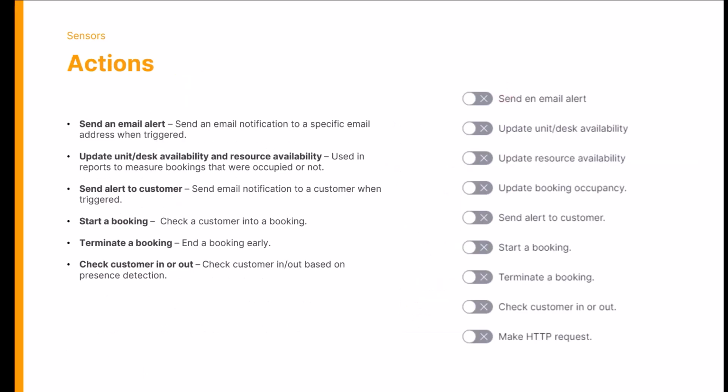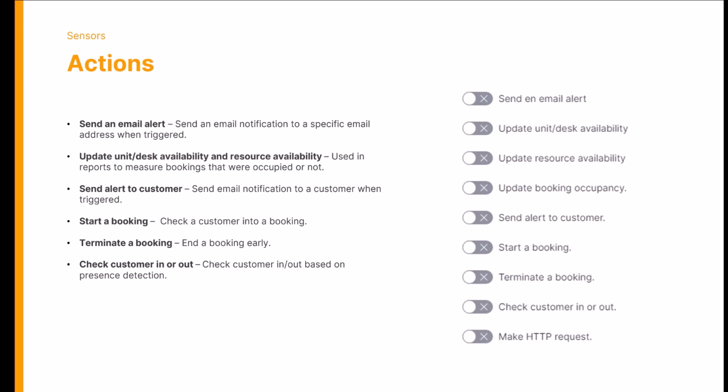As I mentioned previously, actions are features that can be triggered when information comes through to the sensors. Let's go through each of these actions and what you would use them for, and then we can take a look at an example action currently at work in our office. Send an email alert. This will send an email to a specific address of your choosing. This is a standard admin notification that cannot be edited, but it's unique to this action, so it will be clear when it's triggered. Update unit/desk availability and resource availability operate in exactly the same way, just that one is used for a specific floor plan unit and the other is used for a resource in general.